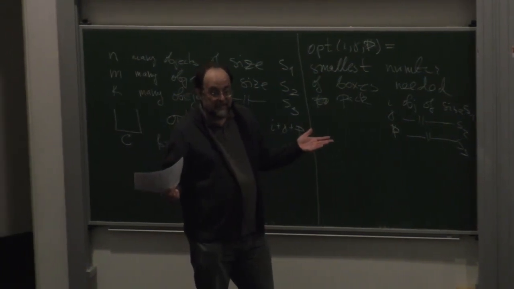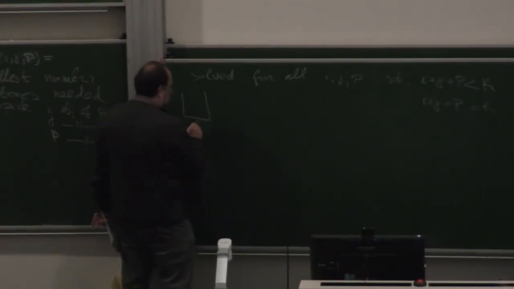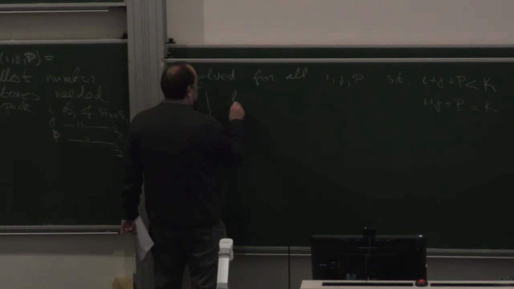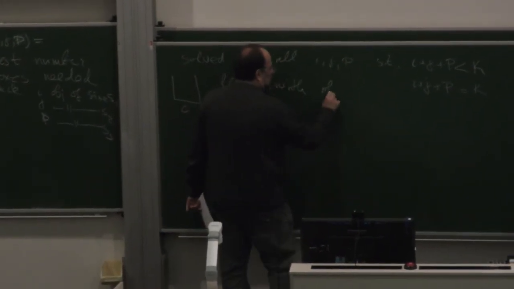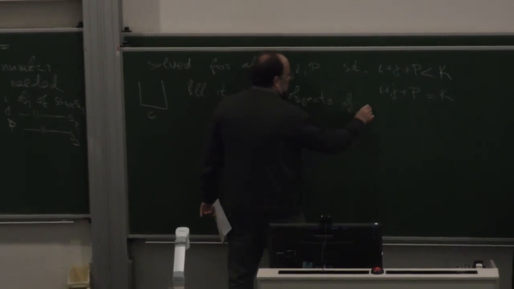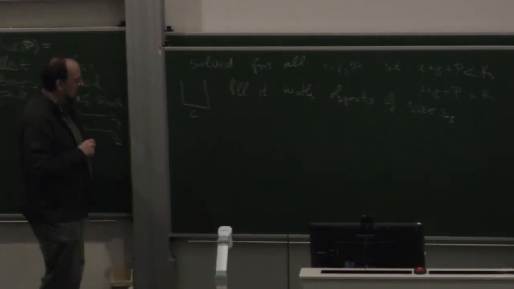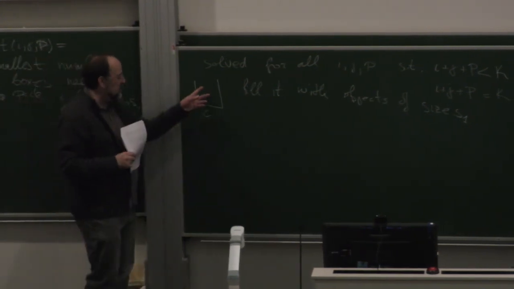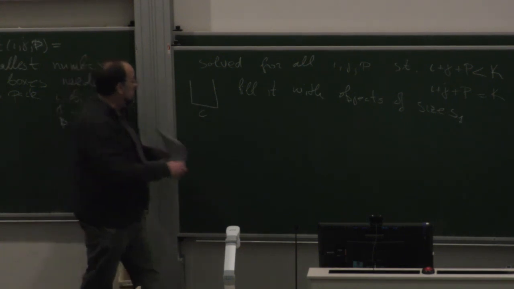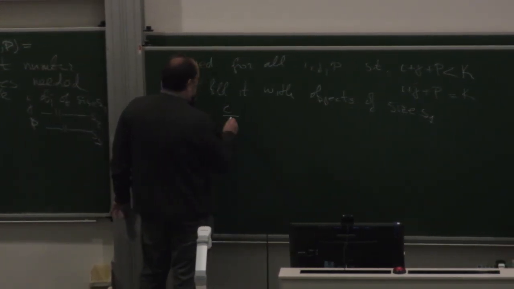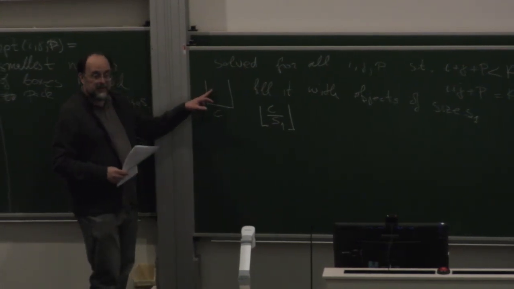You just try all possibilities, right? So you would take a box, right? So here is one box of capacity C, and fill it with objects of size S1 only. And you see how many objects of size S1 you can put here. This will be C divided by S1 and then floor of that, right? This is how many objects of just first type you can put in.